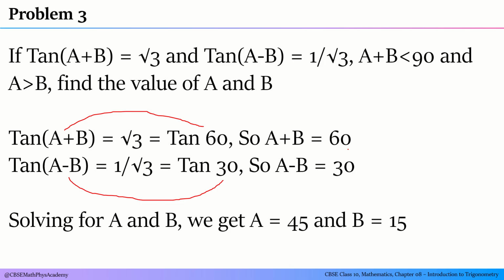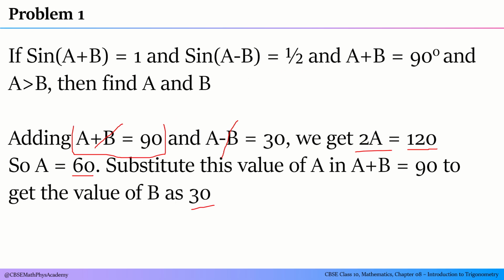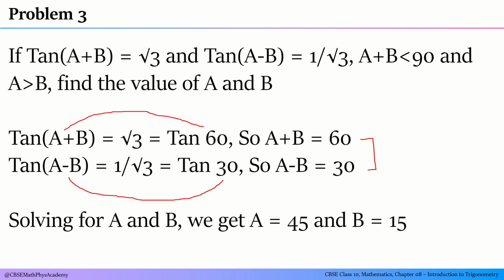So like the previous problem, we have two equations now. A plus B is equal to 60, A minus B is equal to 30. You need to solve both and get the value of A as 45 and B as 15. Here in this problem video, I have not shown the repeat steps of how I solve, but in the exam you are supposed to show it to get the full marks.